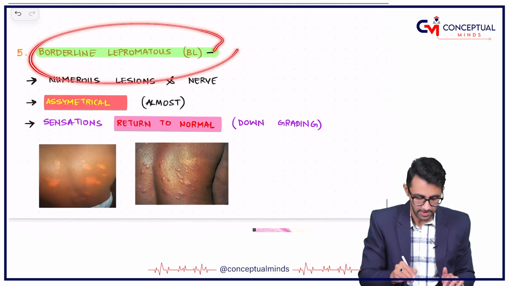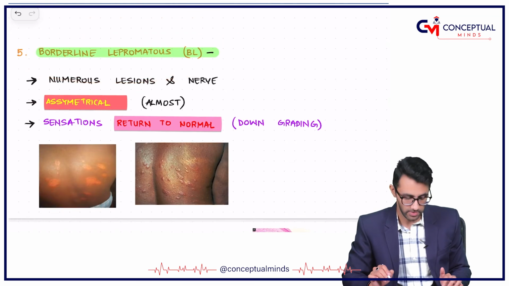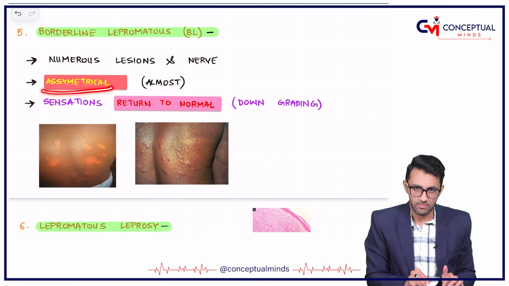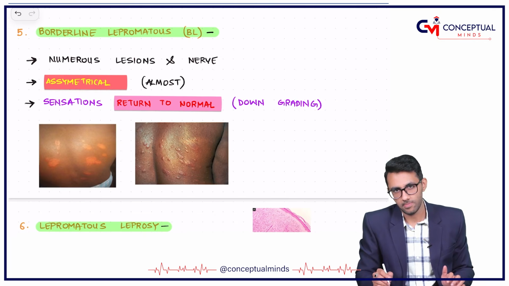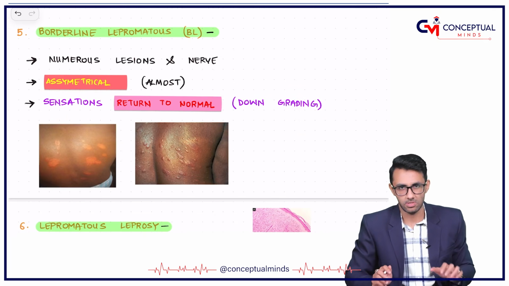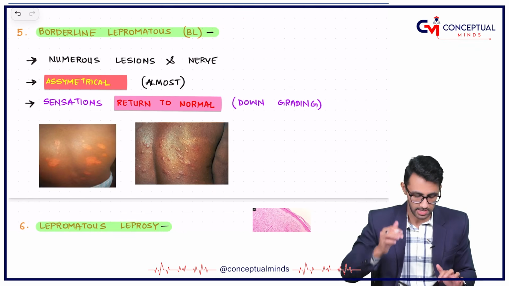How about the BL variant, the borderline lepromatous variant? What do we see here? We see this asymmetrical, almost. And what is the characteristic feature? The sensations are back to normal. That is one thing we see. This is called what? Downgradation reaction, because the granulomas are decreasing and the foam cells are increasing.